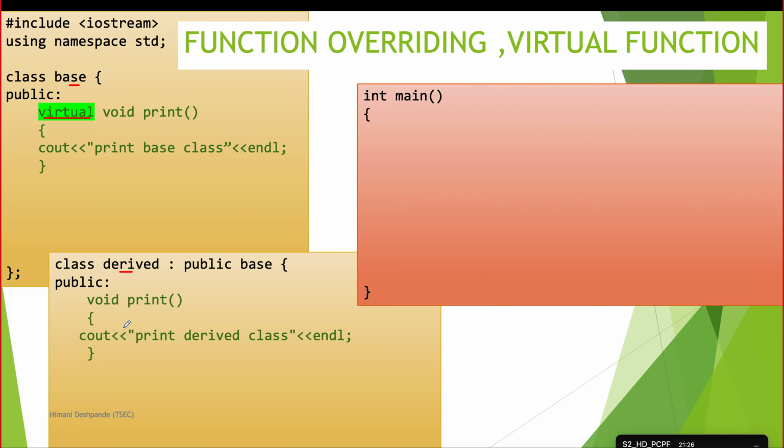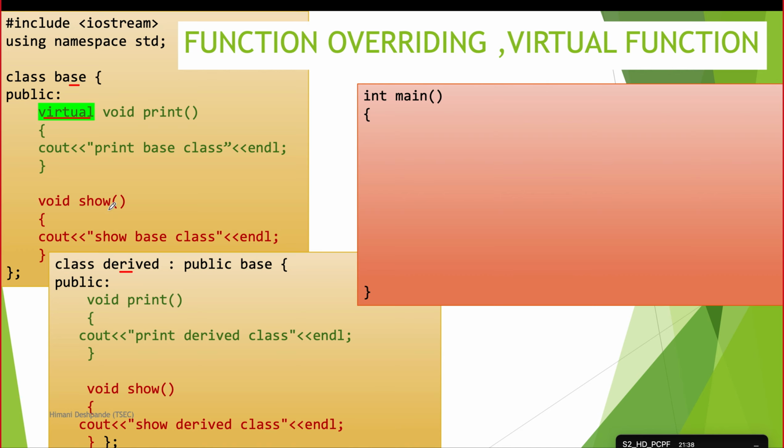Next we have one more function in the base class, that is the show function. The show function of the base class is not virtual. It is a normal function. Now we have a show function in our derived class as well. So both the classes have two functions, print and show. Print of the base class is virtual by nature. Now we'll come to our main part.